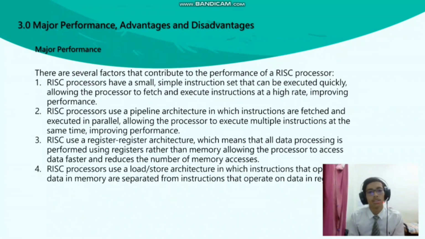Thirdly, RISC uses a register architecture, which means that all data processing is performed using registers rather than memory, allowing the processor to access data faster and reduce the number of memory accesses. Last but not least, RISC processors use a load and store architecture, in which instructions that operate on data in memory are separate from instructions that operate on data in registers.